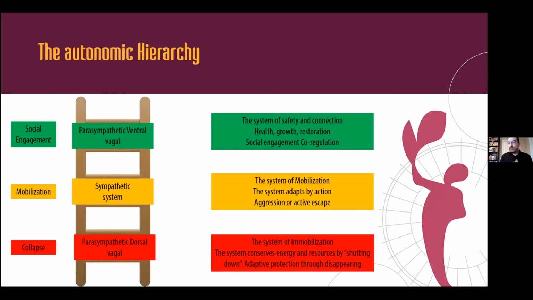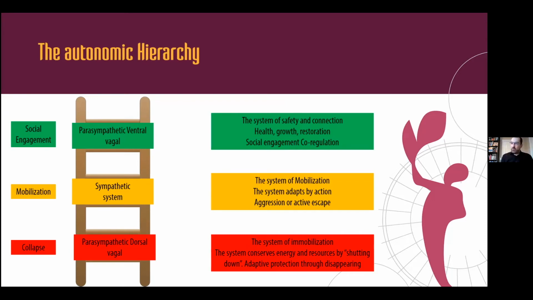I actually borrowed this idea from Deb Dana, who has written several books about the polyvagal theory, and she's working with Stephen Porges. The reason that she used the ladder is because we go up and down that ladder at different times of the day, and it's important for us to understand the hierarchy of the states. We usually start with the upper portion, the parasympathetic ventral vagal, which is the social engagement system. This is a system of safety, connection, health, restoration, social engagement, growth, and so forth. That's the system we previously mentioned as rest and digest.